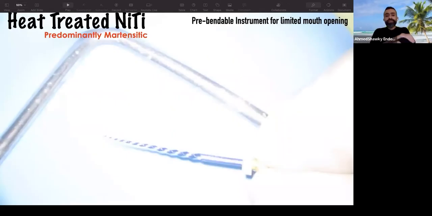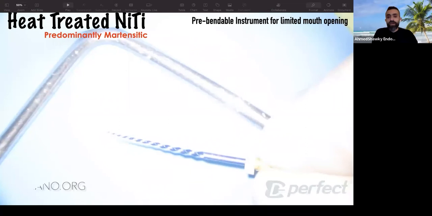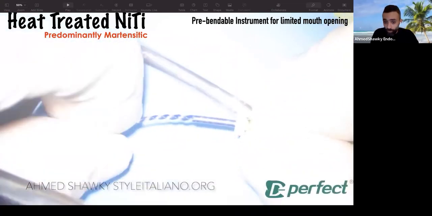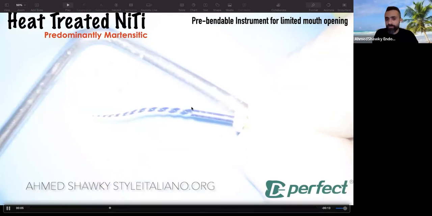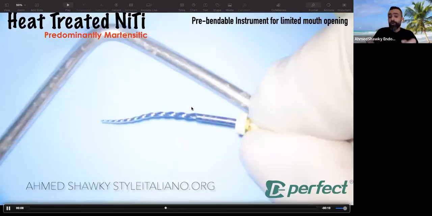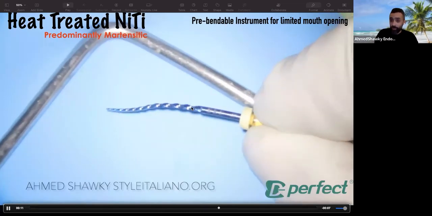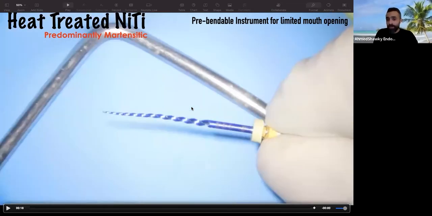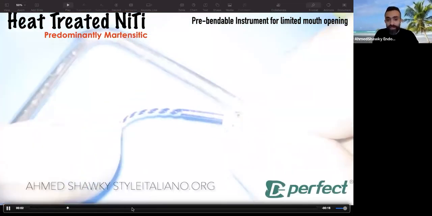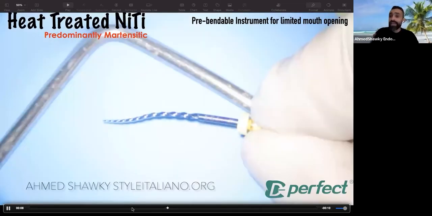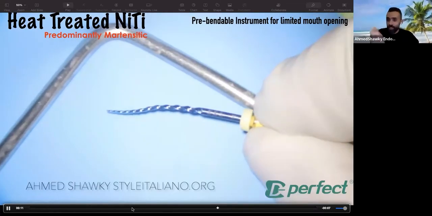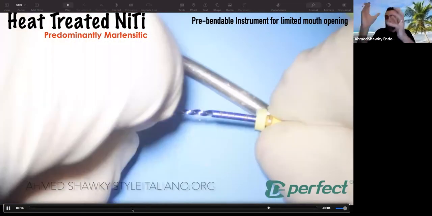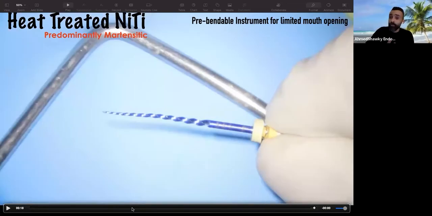Okay, so let's see here the pre-bendable instrument from MG3 blue. We have here an MG3 blue file. We can pre-bend it. Of course, we do not pre-bend it in an S shape before entering. We just give it a curve for convenience like this one. But the S shape that I'm doing here is like this. I will repeat it. I'm doing an S shape here. This is the type of bending that the canal will do for the file. When I have an S-shaped curve, the canal will make the file S-shaped, and the file will shape without changing that S-shape. Understand this?